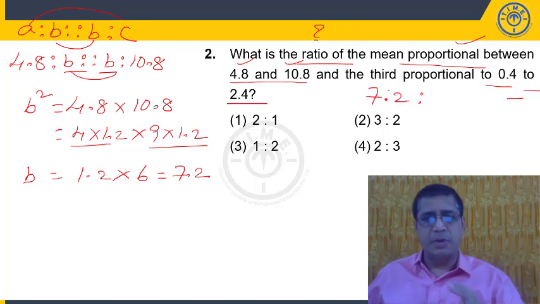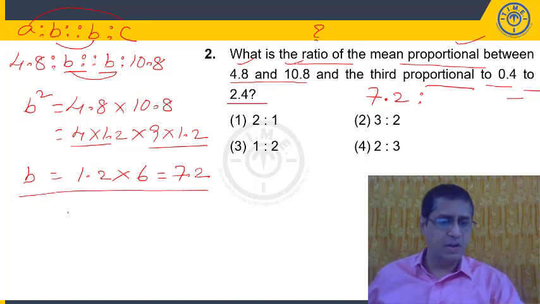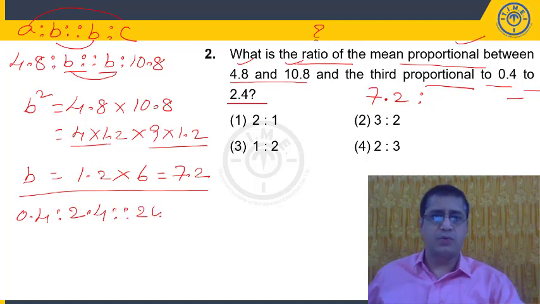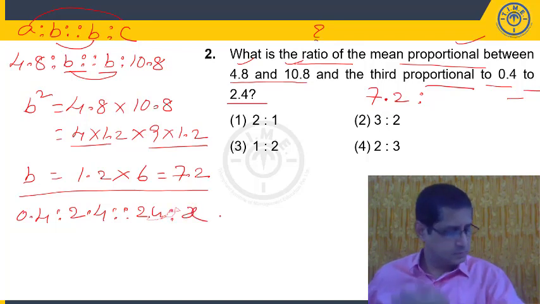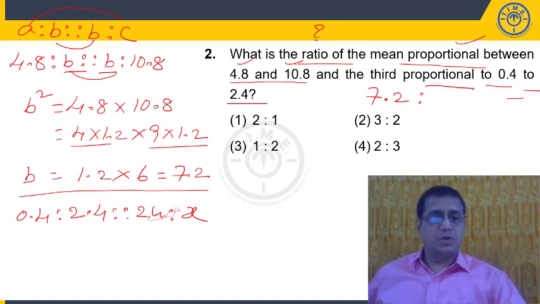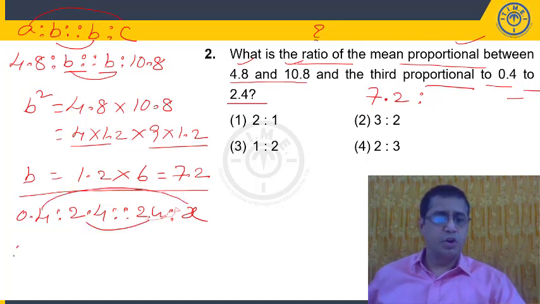Now we need to find the ratio of the mean proportional with respect to the third proportional of this. So what is the third proportional here? 0.4 is to 2.4 as 2.4 is to question mark. Okay, so what is the formula here? Product of extremes is equal to product of means. 0.4 into x is equal to 2.4 into 2.4.